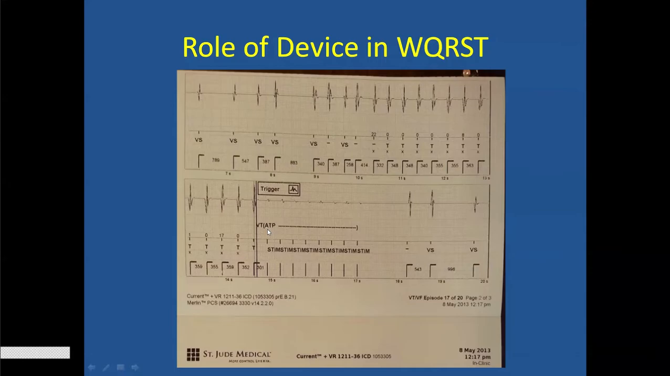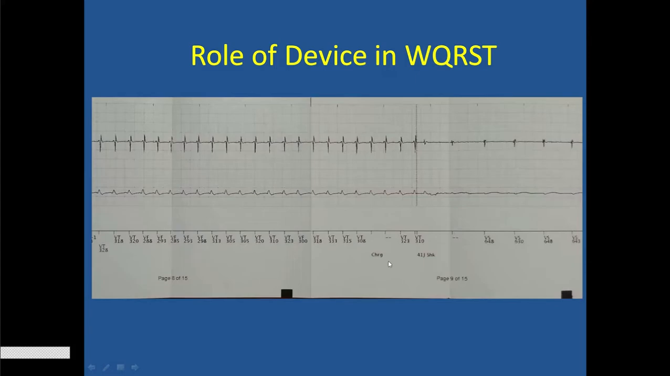What is ATP? If the tachycardia is at 150 or 160, then the ICD paces 10 or 20 beats earlier, faster, and tries to get into the circuit and break the tachycardia. This is called anti-tachycardia pacing, and it terminates the tachycardia.